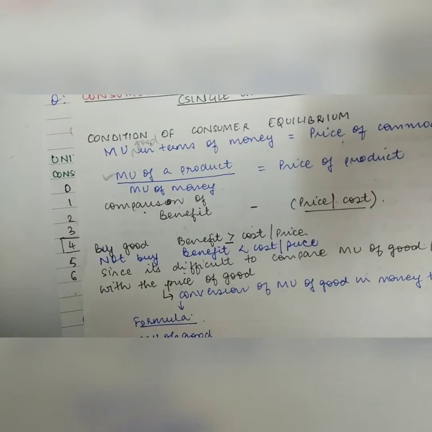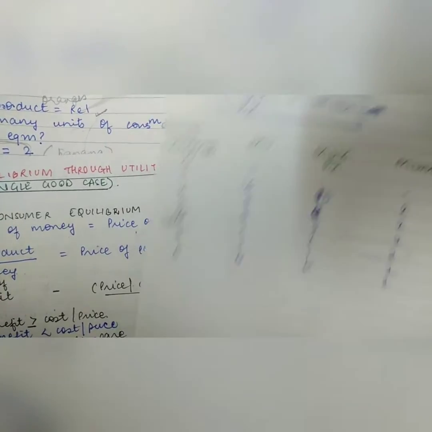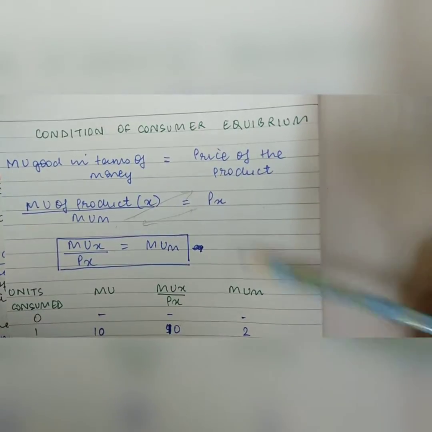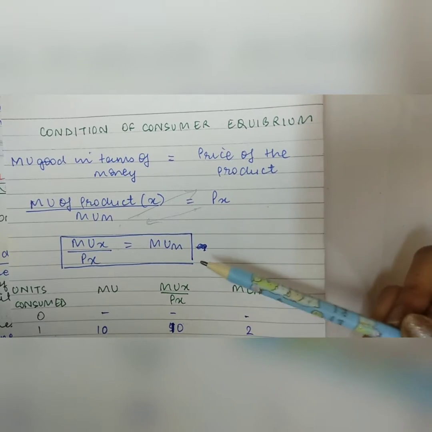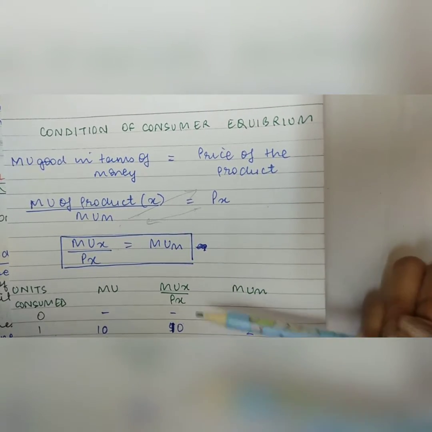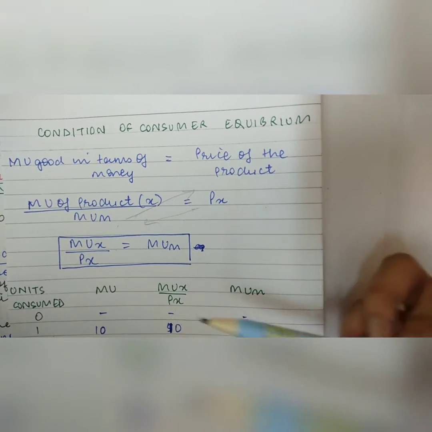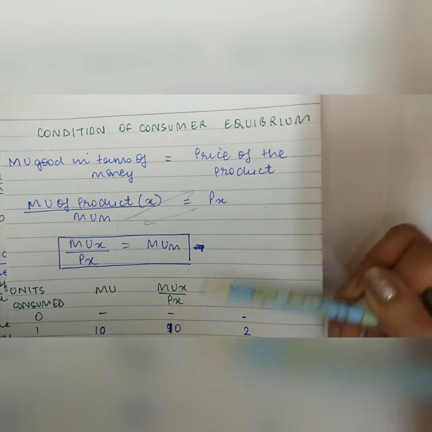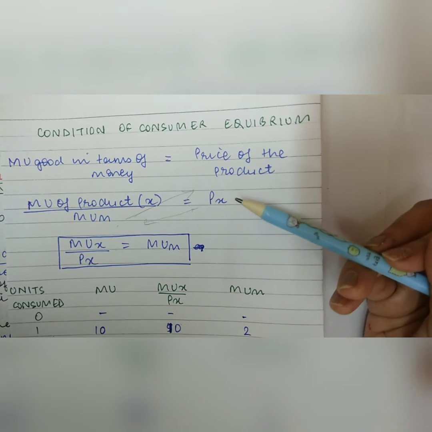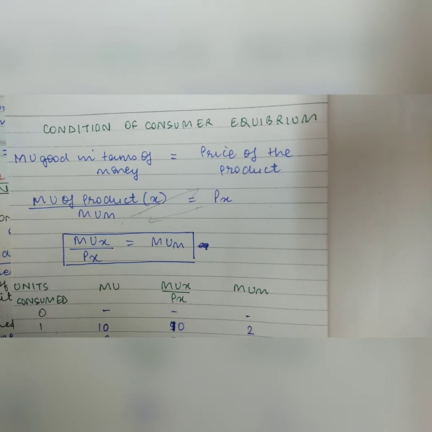So it is very clear from this that whether you use this formula, that is marginal utility of the product in terms of money equal to the price of the commodity, or you use this formula where MUX upon PX is equal to MUM, you will get the same answer when you want to find what the consumer equilibrium is. So using any of these conditions, you find what the consumer equilibrium is.